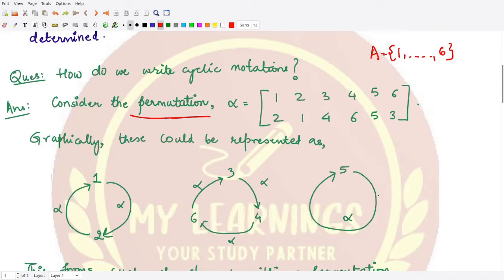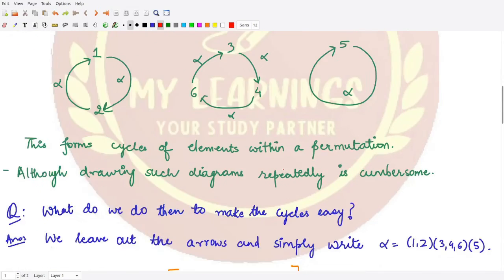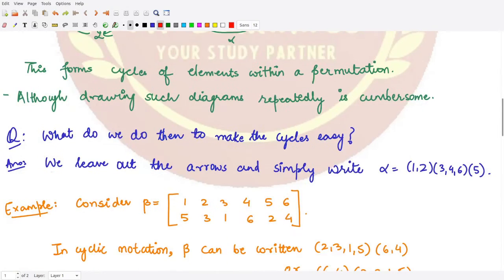So here you see this form of cycles. We have 3 cycles in this case: 1 goes to 2, 3 goes to 4, 4 to 6 and 6 to 3, and 5 goes to itself. Drawing such diagrams repeatedly in some cases is cumbersome. So what do we do then?